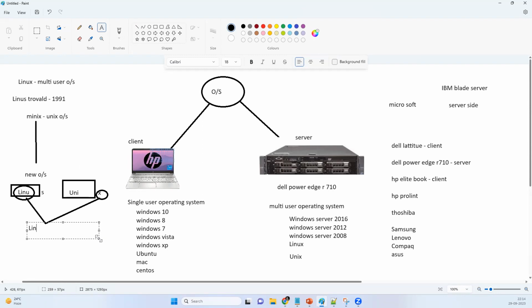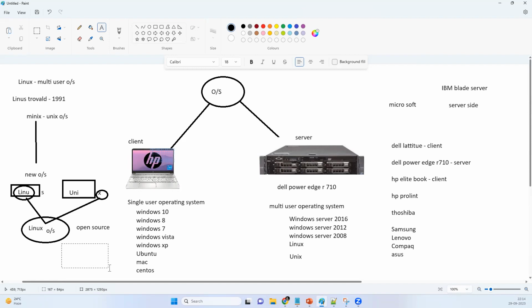What is this, guys? Linux. Linux OS. So he created the Linux OS and he released it as open source.